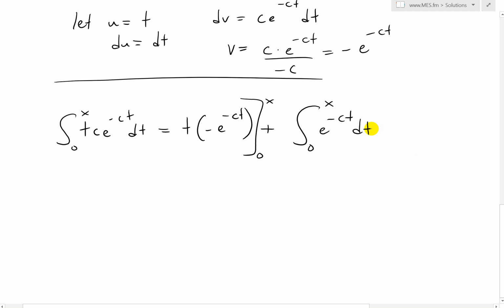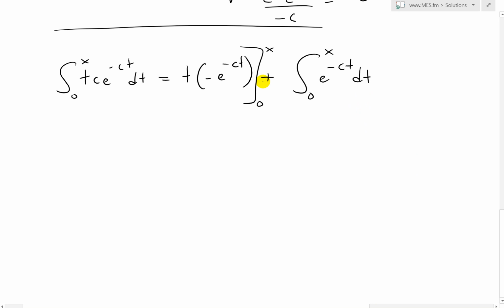Now evaluating this, we plug in the x, and there's a negative one, so this is going to be negative x e to the negative cx. Then plug in 0, so minus, and because there's a minus already there, we just put a plus to make it easier. The t becomes 0, and then this is e to the 0. So that goes to 0, and this goes to 1.